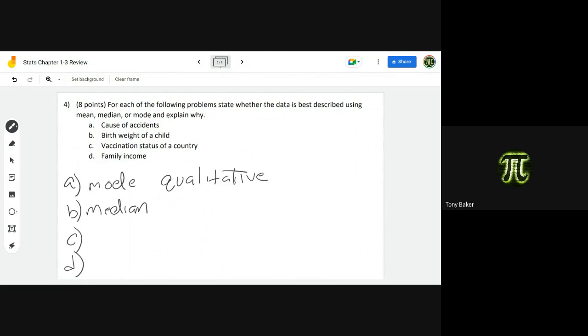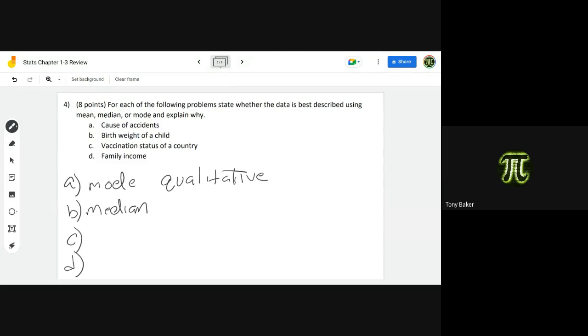Vaccination status of a country. Why? So hold on one second, we'll go with mode in a second. Why mean? Because you get the percentage of the vaccination rate of the country, so you get people divided by the population. Okay, but why mode? Could be.